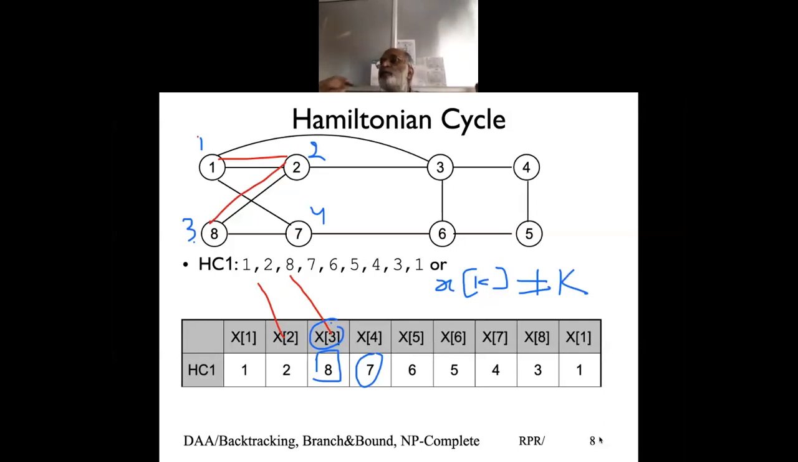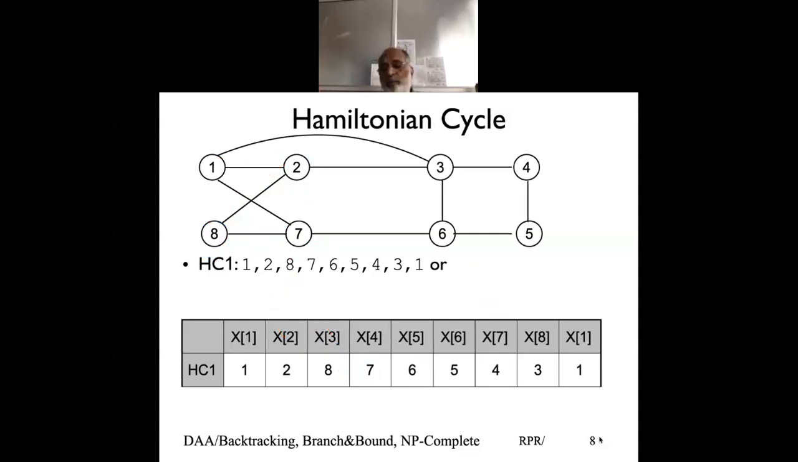K means choosing the kth vertex. The kth vertex could be 2, 3, like in this case, my third vertex is 8, my fourth vertex is 7, and so on and so forth. And I see this confusion, so be very clear: kth vertex does not mean vertex number k. So this is vertex number 8, but on my path it is the third vertex. So this is for k is equal to 3, this would be for k is equal to 4.